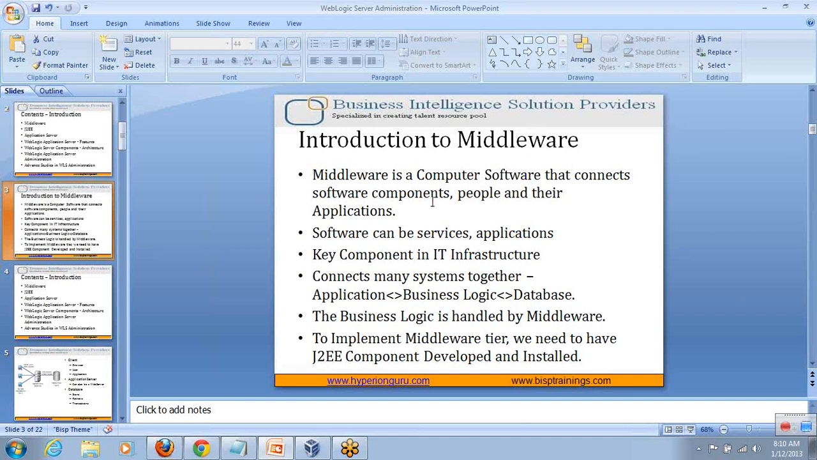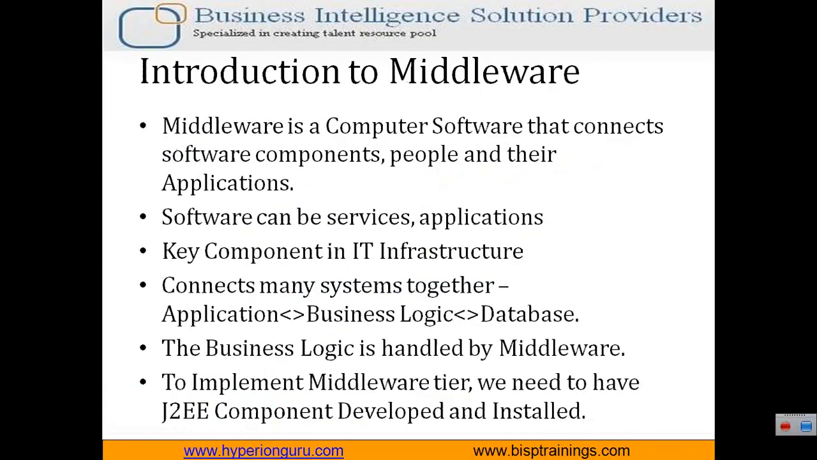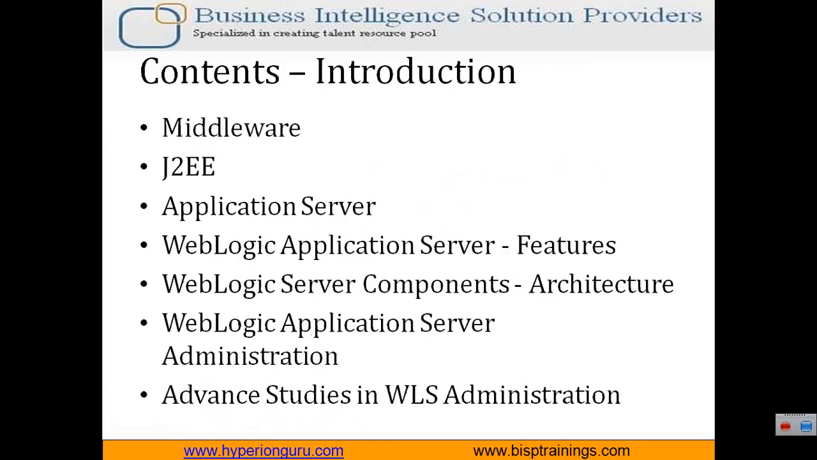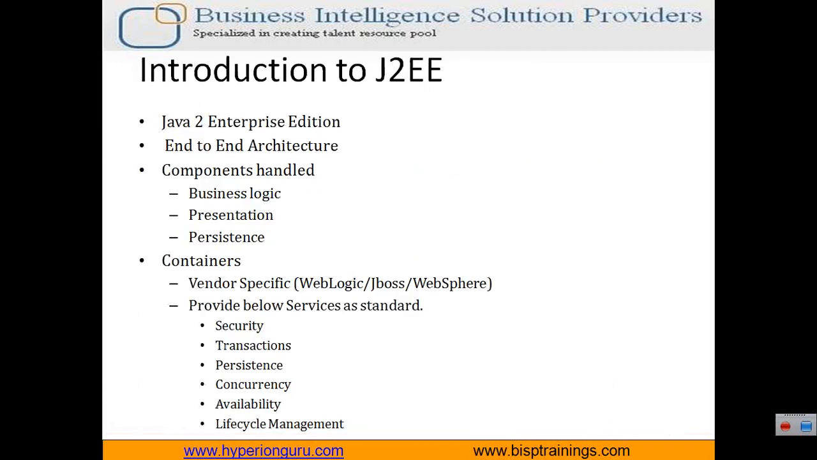Let me just maximize the screen. Yeah. So middleware is comprised of J2EE technology. J2EE technology has an end-to-end architecture. It has all kinds of technologies like JSP, servlets, and even JPA, JNDI; all those different technologies will be there.